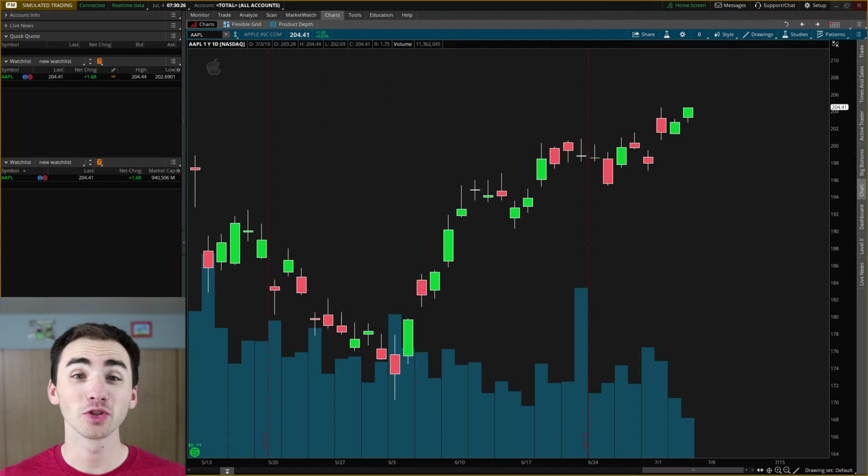And today, we're talking about selling vertical spreads. So this is a daily chart of Apple. And for starters, let's just say we want to sell a call credit spread. And so that means we're going to want to short the stock.